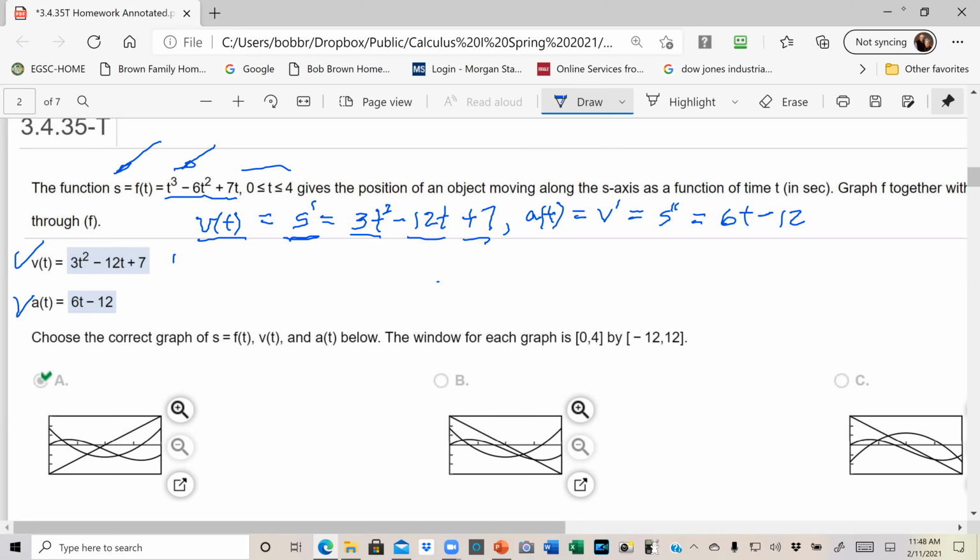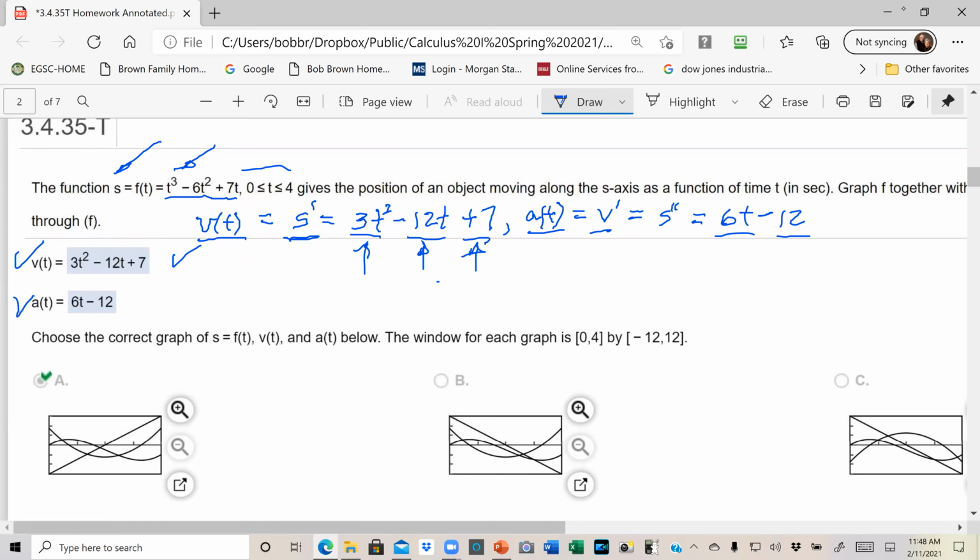And then the acceleration is the first derivative of the velocity, which is 6t minus 12, taking the derivative of each of the components here. And of course, the derivative of 7 is 0. Then it asks you to choose the correct graph of the position and the velocity and the acceleration.